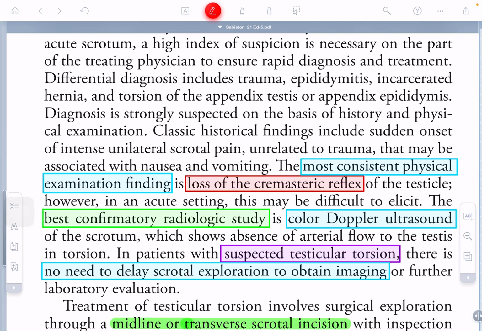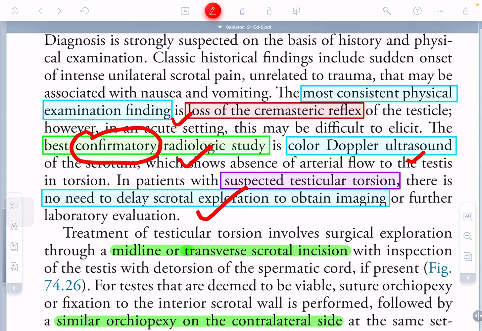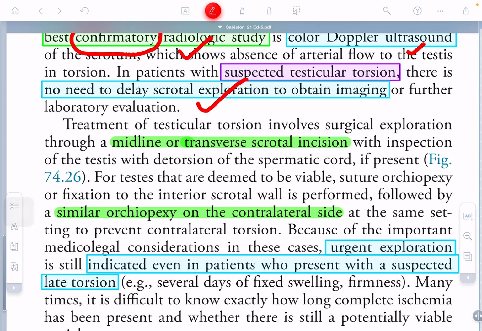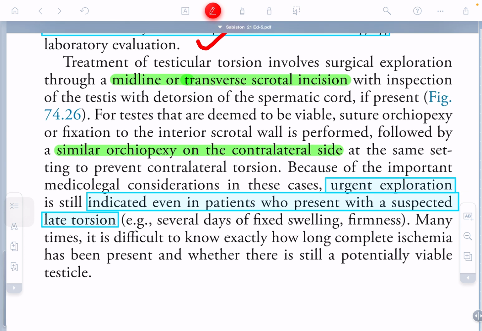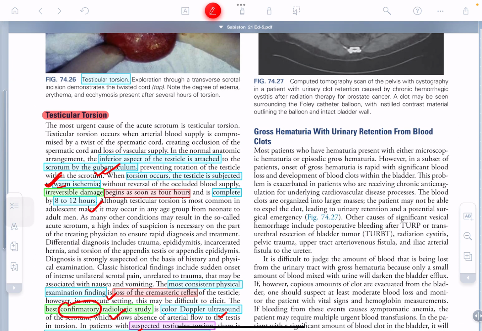Already told, the most consistent physical examination finding is loss of cremasteric reflex. The best confirmatory radiological study is color Doppler ultrasound. If they ask for confirmatory, you will mark Doppler; if they ask for specific, you will mark radioisotope. If you suspect testicular torsion, there is no need to delay scrotal exploration to obtain imaging. The incision, already told, is a midline or transverse scrotal incision. If the patient comes to you with suspected late testicular torsion, even then go for urgent exploration, as there is still a chance of a viable testicle. So this much regarding testicular torsion.